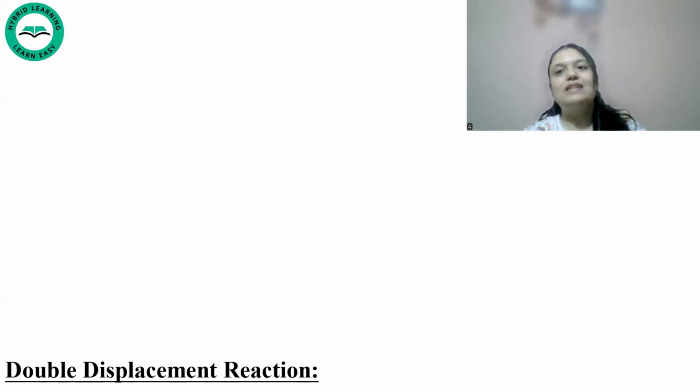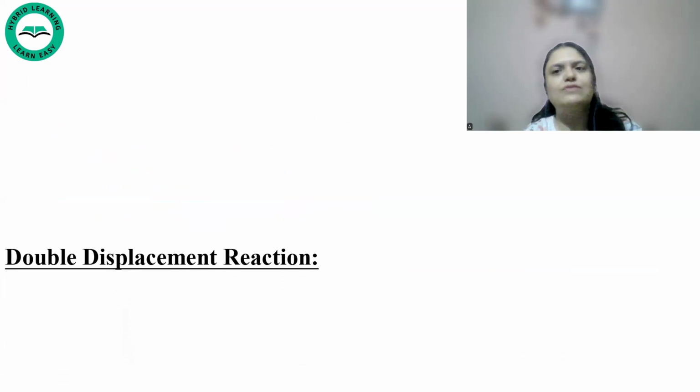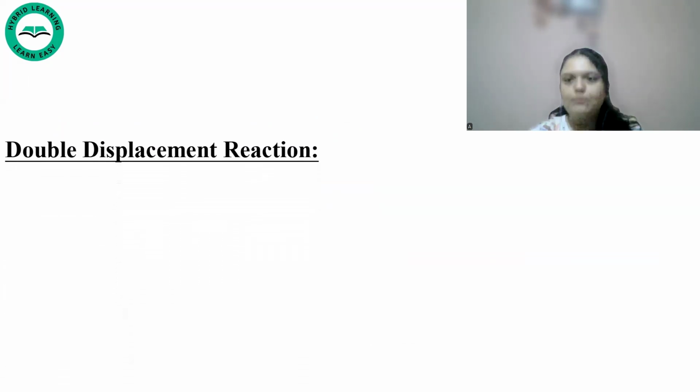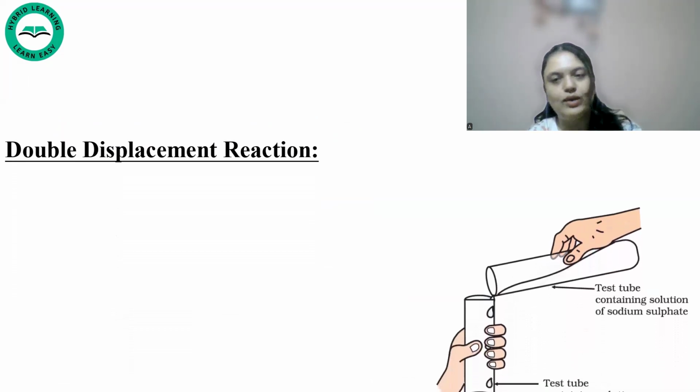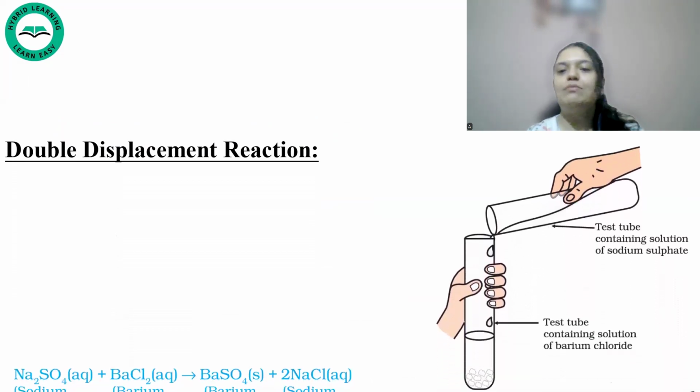Now the next topic is double displacement reaction. From the name itself, you can understand that it's a type of displacement reaction. Now, why is it called a double displacement reaction? Because here both the reactants take part. Okay, so there's a characteristic example as we can see here.